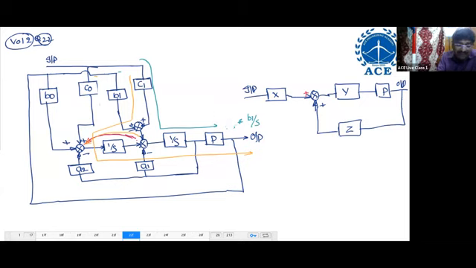C1, P by S. Here also B1, P by S. After shifting, what am I getting? C1 by S, 1 by S, P. And what am I getting? C1, P by S square, or B1, P by S square, you are getting.